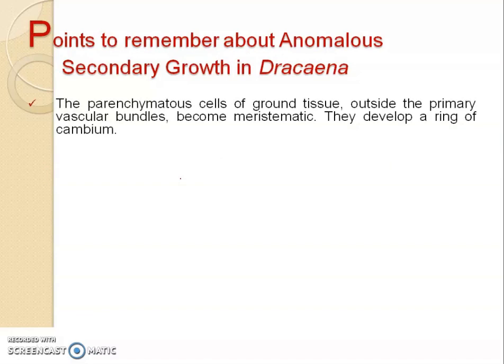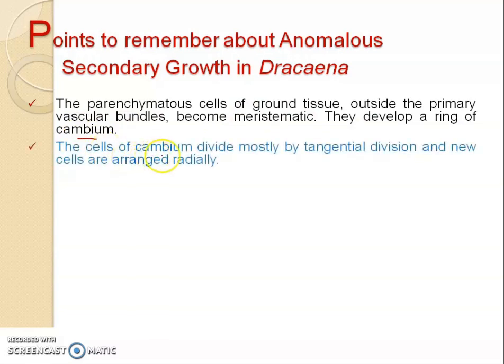This slide is formed for the points to remember about the anomalous secondary growth in Dracaena. What are the important points? First, the parenchymal cells of ground tissue outside the primary vascular bundles become meristematic. They develop a ring of cambium. Then the cells of cambium divide by tangential division and a few cells are arranged radially.